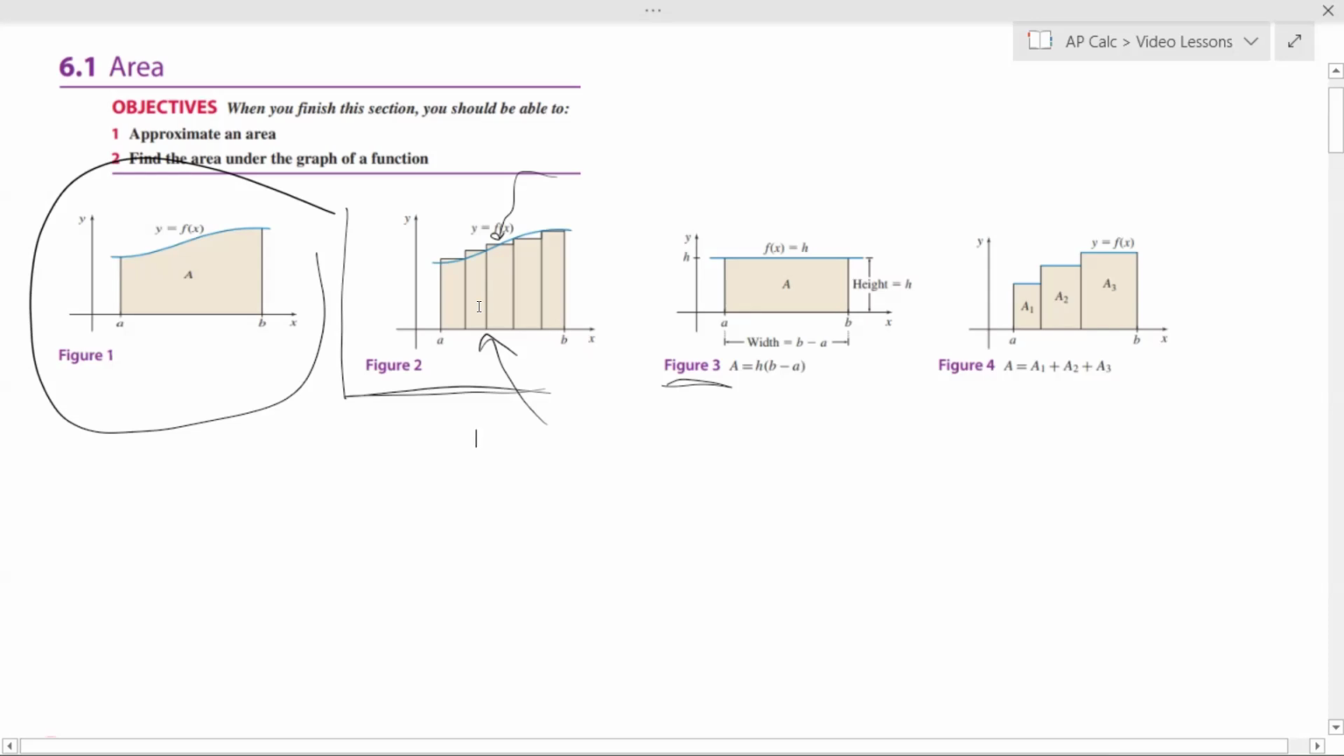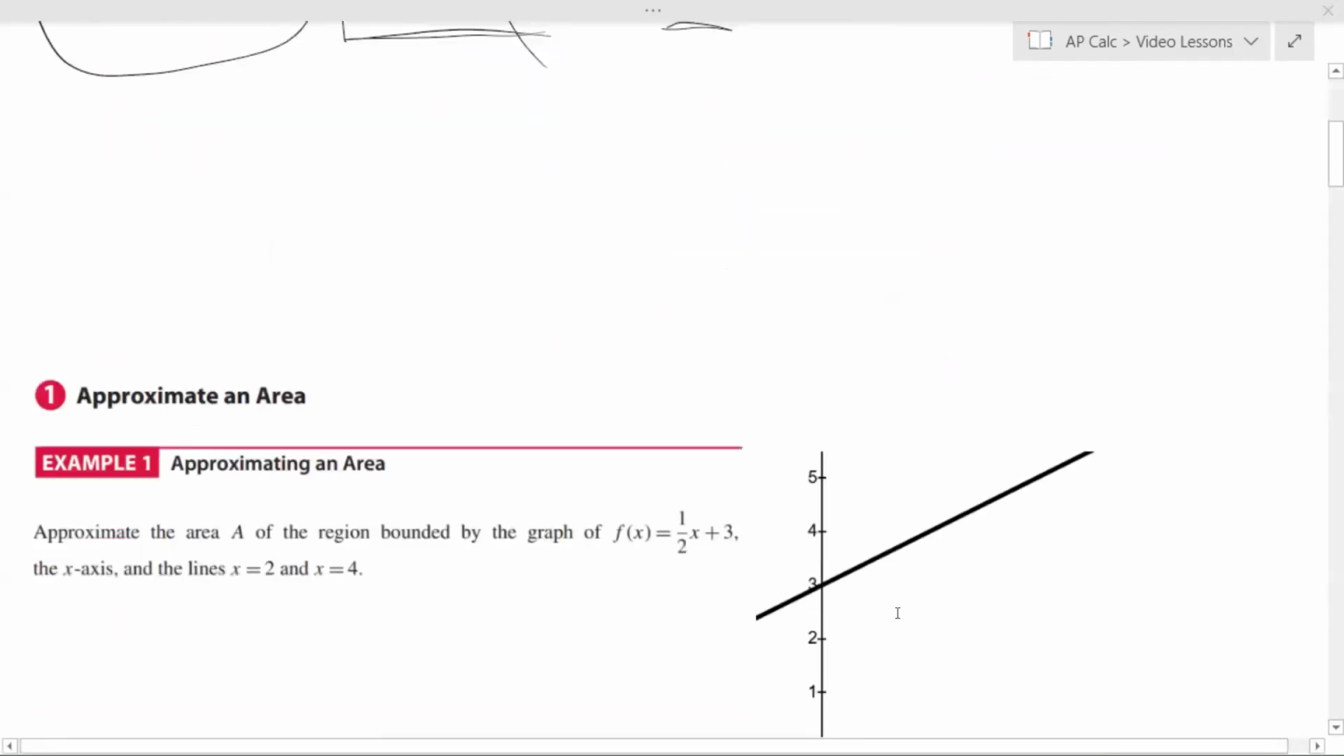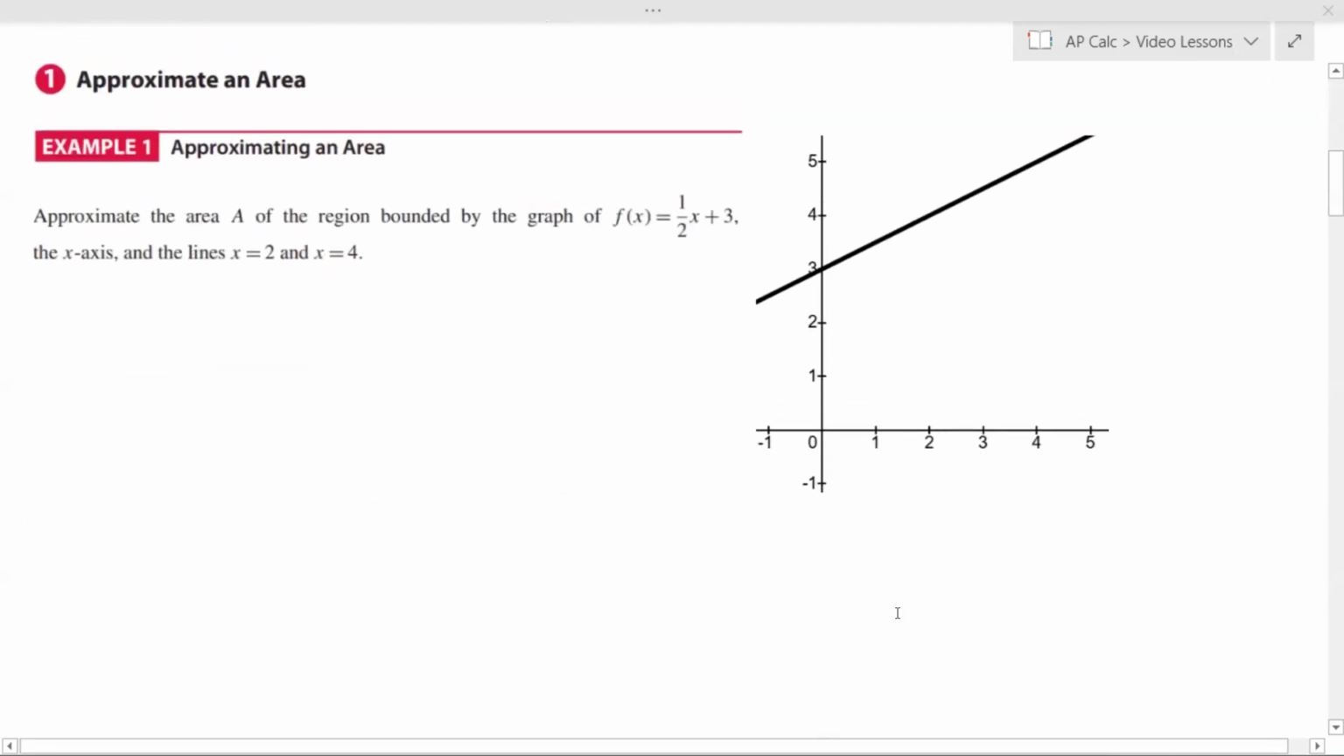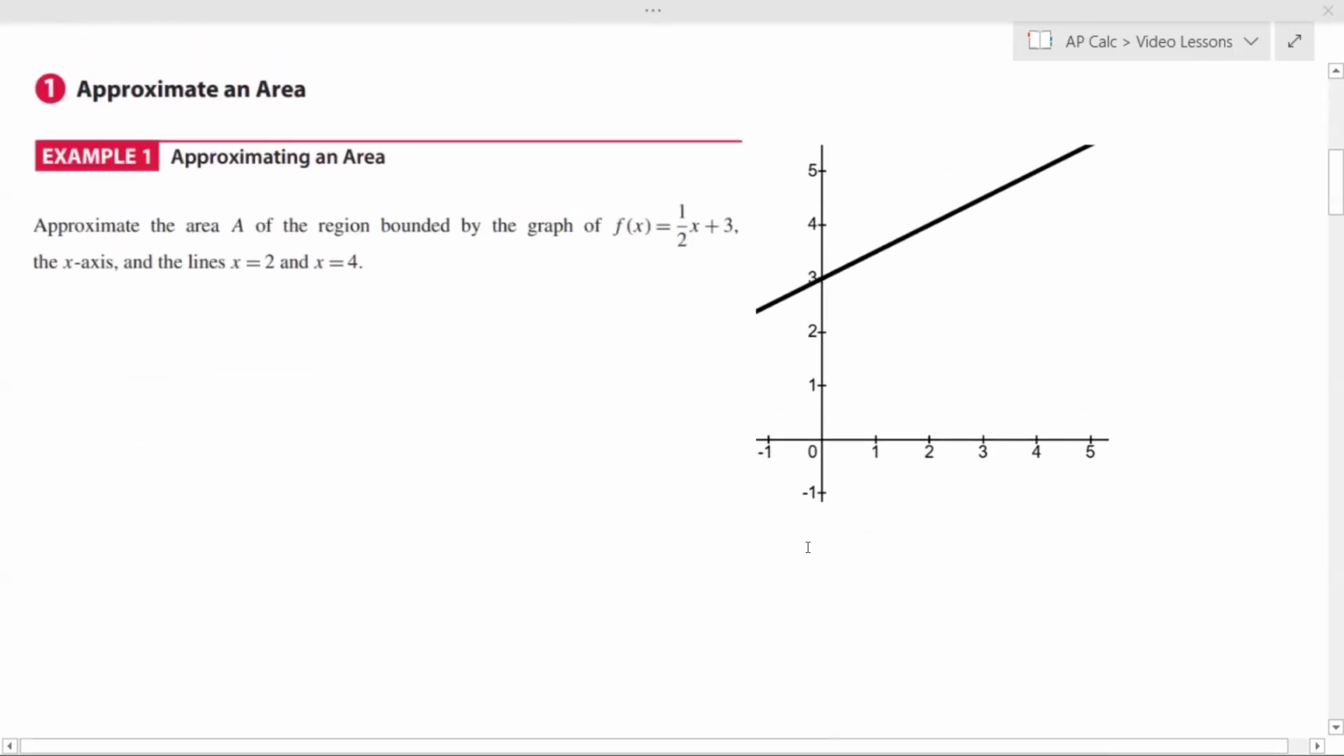And you might have already thought that if you make the rectangles thinner, you'll need more rectangles, but they'll better approximate the area under the curve. So that's the concept that we're going to use here with this type of problem. So we want to approximate the area of the region bounded by the graph of y equals 1 half x plus 3, the x-axis and the lines x equals 2 and x equals 4.